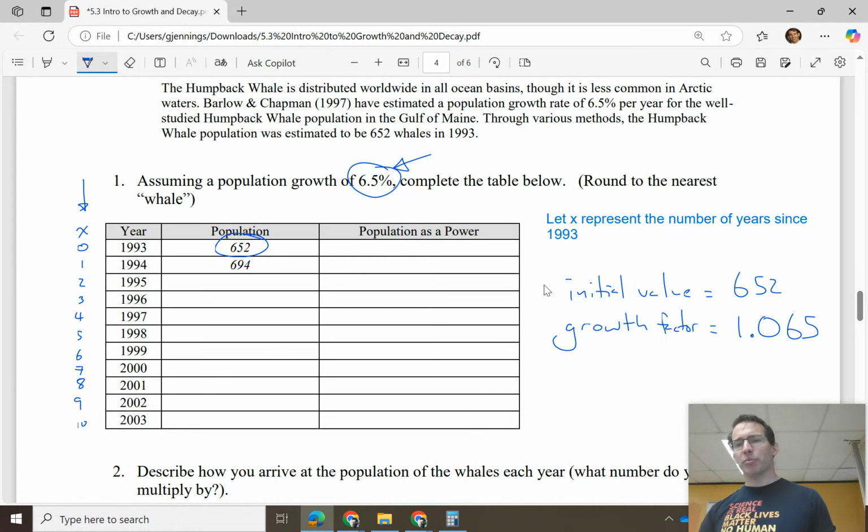So here's your 100% here, right? 1. And then here's where your 6.5% will go. If you had 1.65, that would be 65% growth. That would be an incredibly explosive population growth. But if we have 1.065, now we're growing by 6.5%.